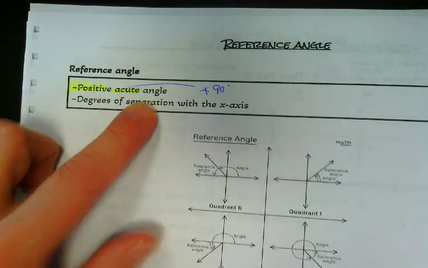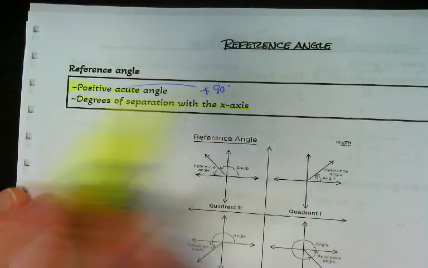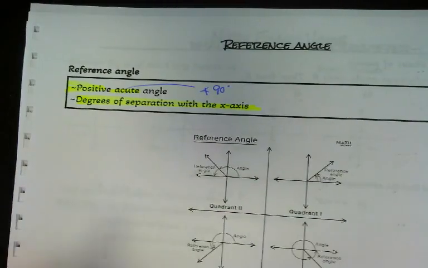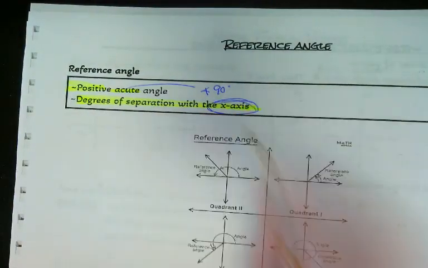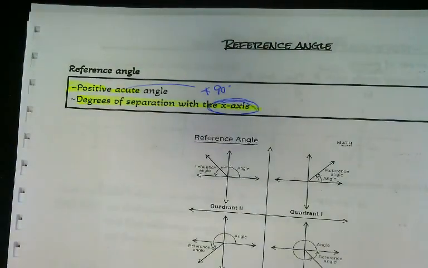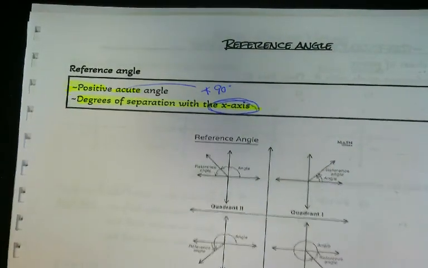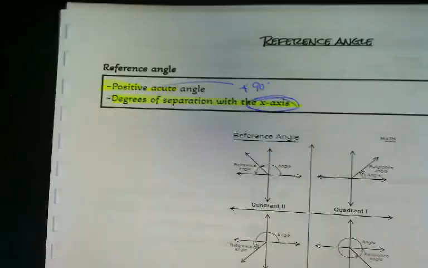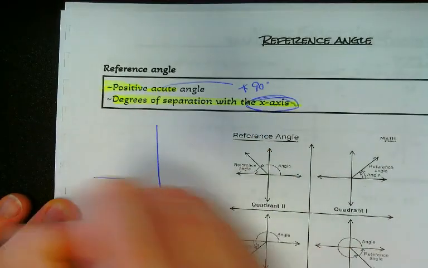The easiest way to find it is to find the degrees of separation with the x-axis. And I'm going to circle this x-axis. Not the y-axis, the x-axis. How far you are from the x-axis. So let's draw a little sketch off to the side.